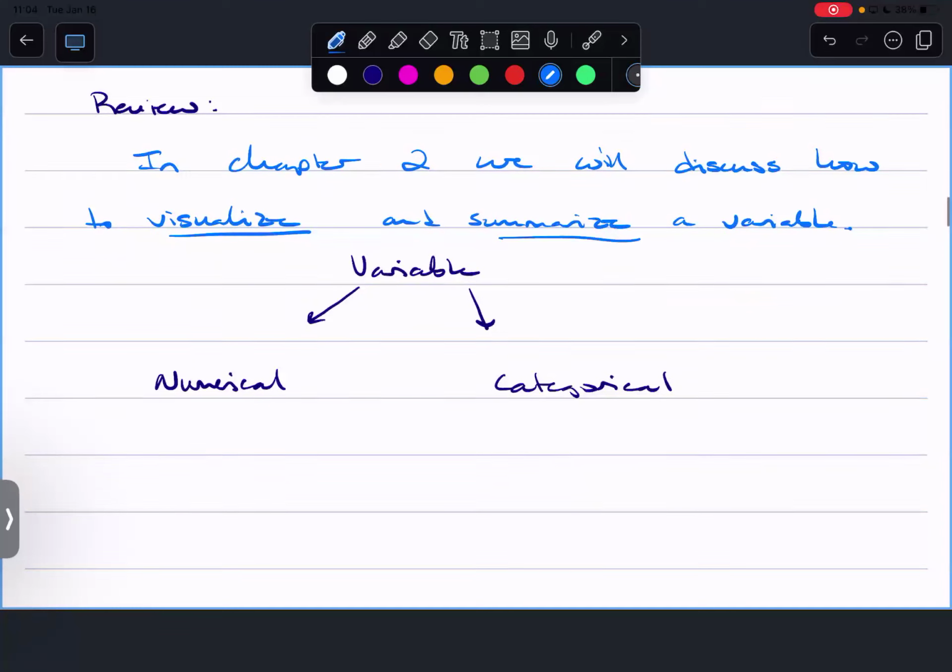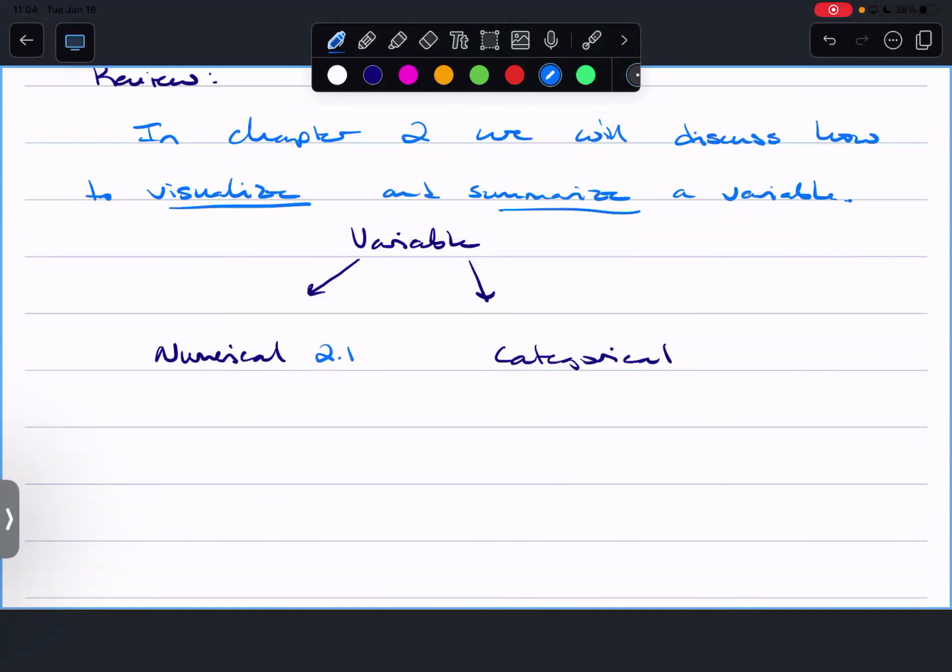Now in 2.1, that's where we're going to talk about numerical data. It's kind of where a lot of things are happening. There's a lot of things we can do with numerical data. Whereas remember, categorical data, we introduced just briefly in 2.2, and there's not a lot that we can do, right?